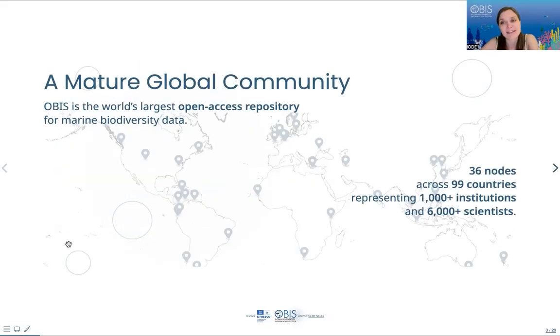And of course, we are not working in one place in the world. We are trying to reach the whole globe, and we are a mature global community that works with a network of 36 nodes. So here you can see a map of where the nodes are situated, and these are national, regional, or thematic nodes. So these are our data providers who actually collect the information from their region or theme and make sure that it is in the right format and publish it on their IPT, which is the Integrated Publishing Toolkit. These nodes span across 99 countries and represent over 1,000 institutions and over 6,000 scientists.